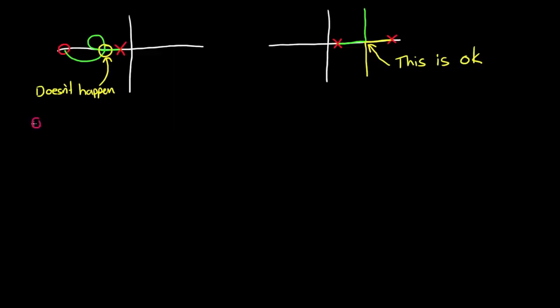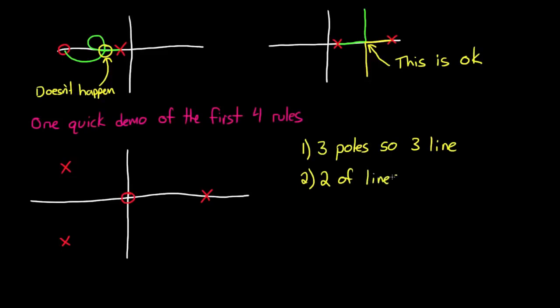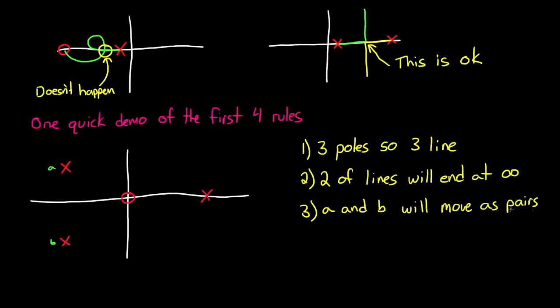So those are the only rules that I wanted to cover in this video. But let me give you one quick demonstration of these first 4 rules so they kind of sink in. Let me start with this S-plane, and I'll just pick some random pole and zero locations. Now notice that we have more poles than zeros, and there's 3 poles, so we're going to have 3 separate lines. And now 2 of these lines are going to end at infinity because there's only 1 zero. And if I label these 2 roots over here as A and B, these are complex conjugate pairs of each other. So as you draw the lines in this root locus, just know that these are going to move in pairs, or mirrored about that real axis.